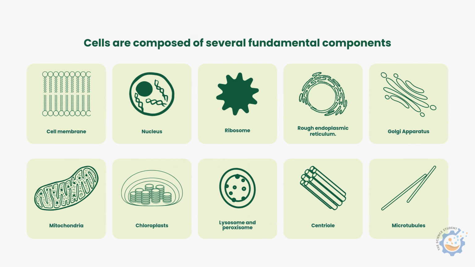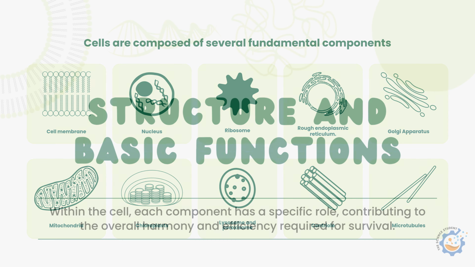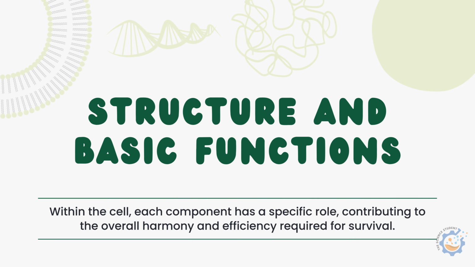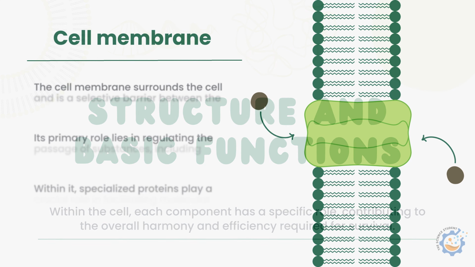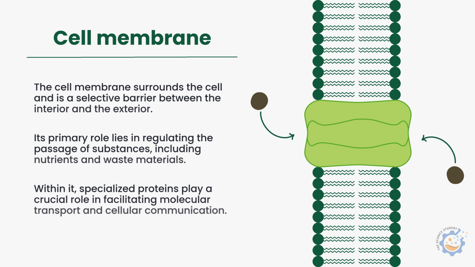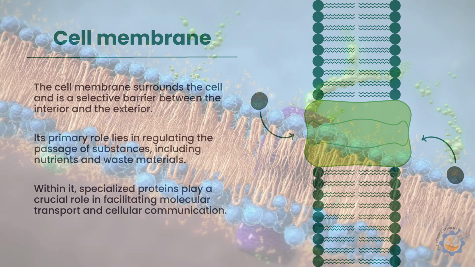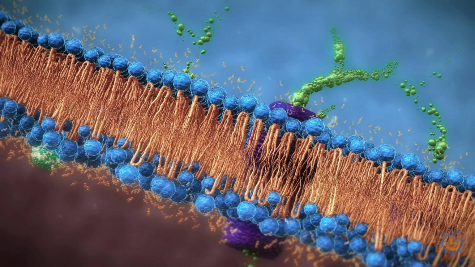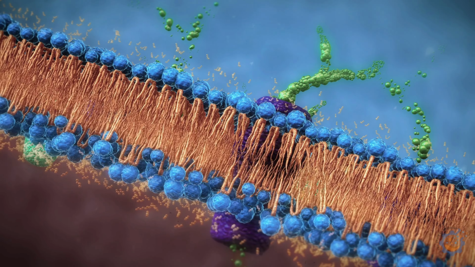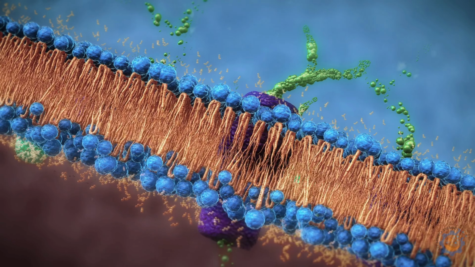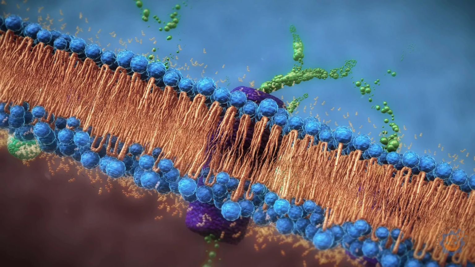Cells are composed of several fundamental components. These components work together to maintain cellular homeostasis and perform essential life activities. The cell membrane, also called the plasma membrane, is found in all cells and separates the interior of the cell from the outside environment. The cell membrane consists of a lipid bilayer that is semi-permeable. It regulates the transport of materials entering and exiting the cell.